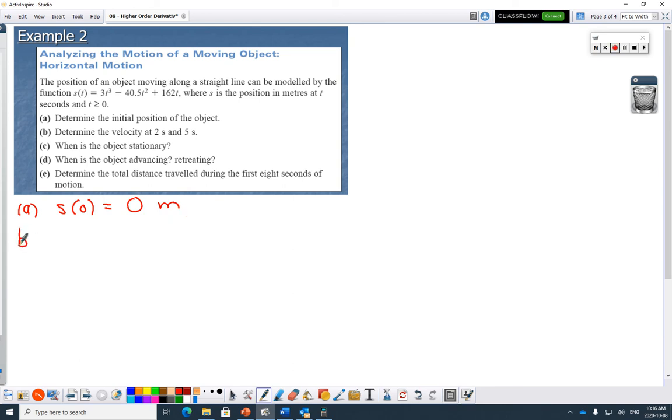B, determine the velocity at 2 and 3 seconds. Well, velocity is pretty straightforward too. To get velocity, I need S prime. And so S prime here is 9t squared minus 81t plus 162. Stop me if I'm going too fast in these derivatives. I'm assuming that these kind of simple derivatives are something that you're at least that far in the homework. Even if you haven't finished product and quotient rule, power rule stuff, pretty straightforward stuff. 9t squared minus 81t plus 162. And they want the velocity at 1 second. Or sorry, at 2 seconds. They want v at 2.